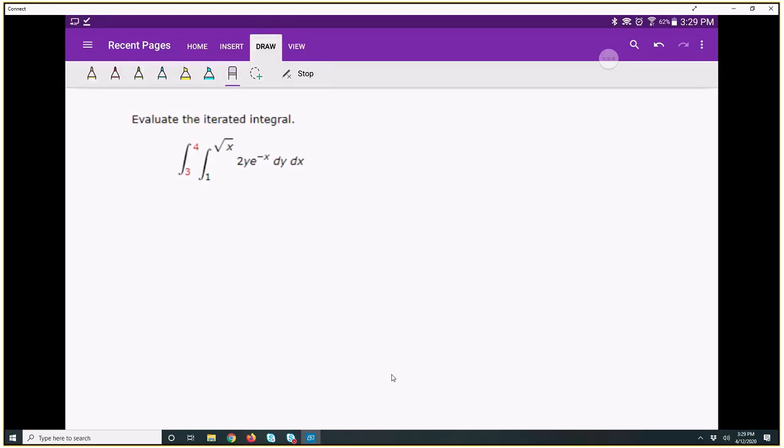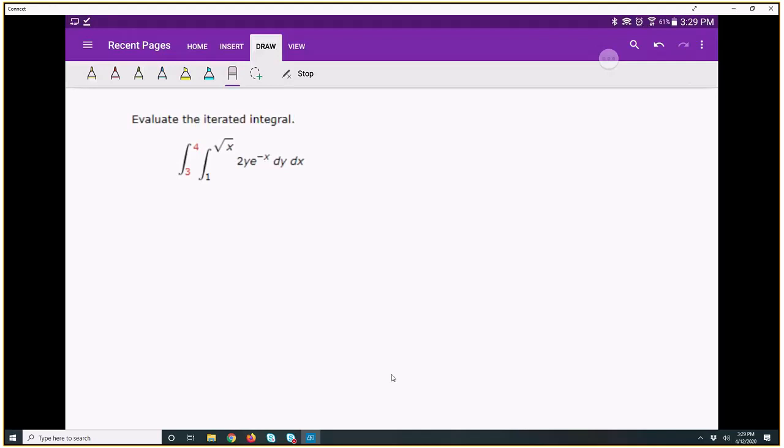Let's see an example involving iterated integrals. In this example, the integral is already set up for us, and we just have to evaluate. So you should see on your screen integration from 3 to 4, integration from 1 to square root of x, 2y e to the minus x dy dx.